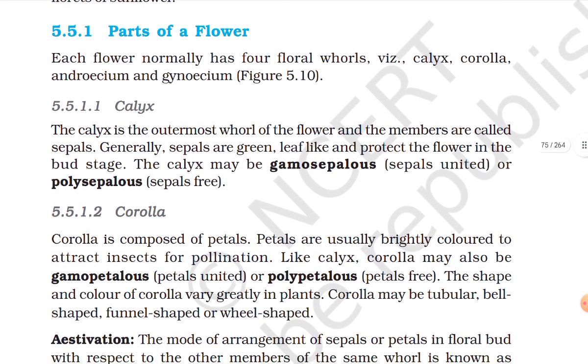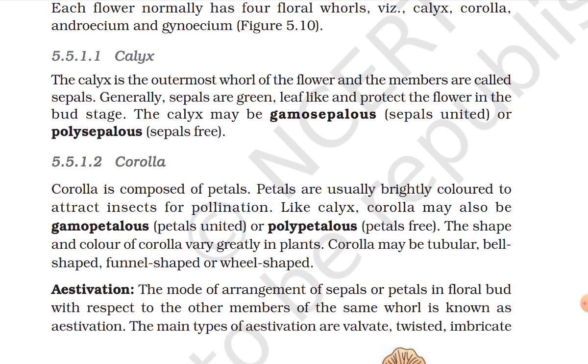Parts of a flower. Each flower normally has four whorls: calyx, corolla, androecium, and gynoecium. Calyx. The calyx is the outermost whorl of the flower, and its members are called sepals. Generally, sepals are green, leaf-like, and protect the flower in the bud stage. The calyx may be gamosepalous, sepals united, or polysepalous, sepals free.